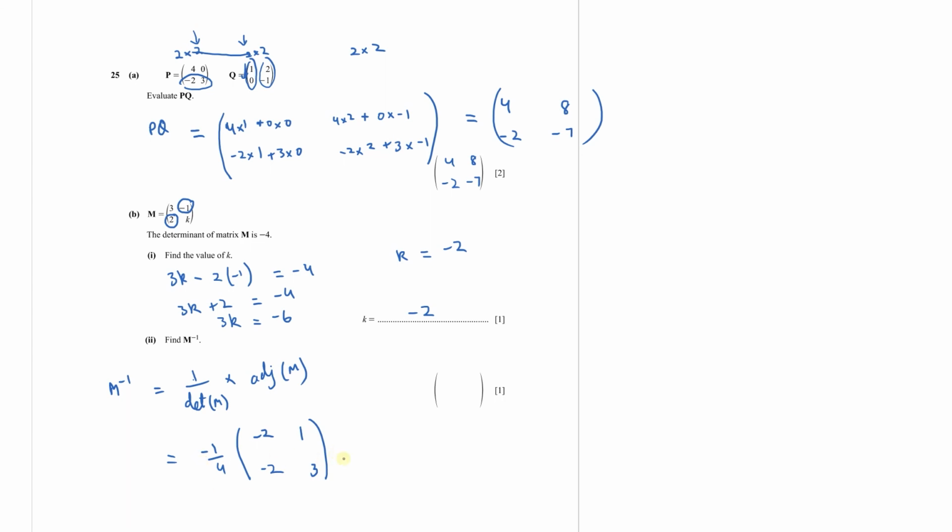If you want, you can bring this minus 1 by 4 inside as well. So minus 1 by 4 times minus 2 would be 1 by 2. This will be minus 1 by 4. And this will be again 1 by 2. And this will be minus 3 by 4. So your answer would be 1 over 2, minus 1 over 4, 1 over 2, minus 3 over 4. So this will be your value of M inverse.